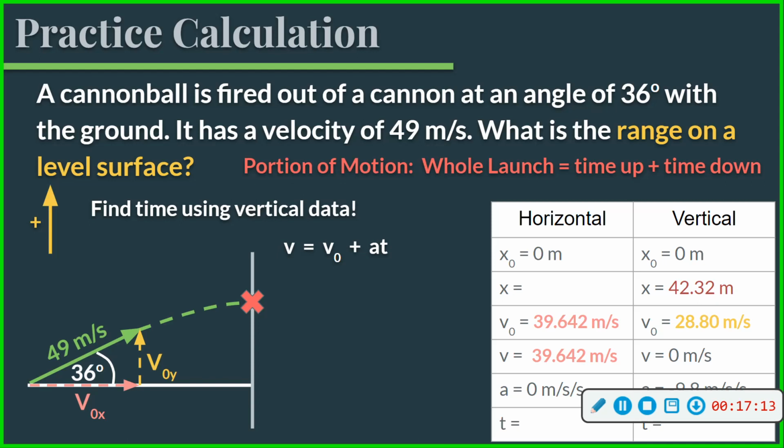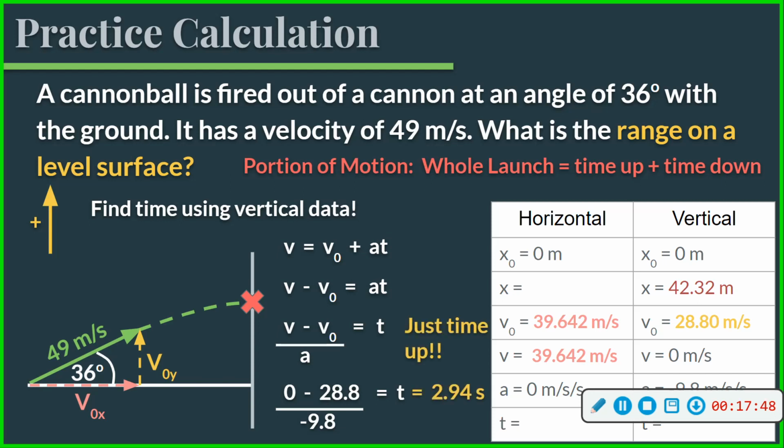In this case, since we know our starting velocity, our final velocity, and our acceleration, it's easy enough to just use v equals v naught plus at to solve for time. So move the v naught over to the other side, divide by a, plug in our values. Notice again, we're going to get a negative over a negative, so we'll end up positive for time, which is good. Negative time has no real meaning. So if you're coming up with a negative time, you've got a sign error somewhere. And so we end up with t at 2.94 seconds.